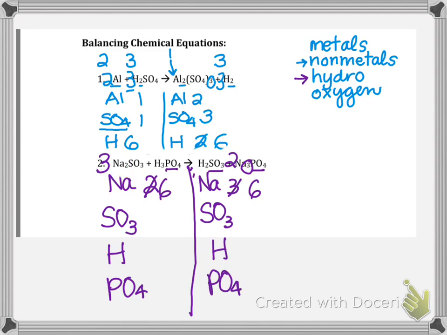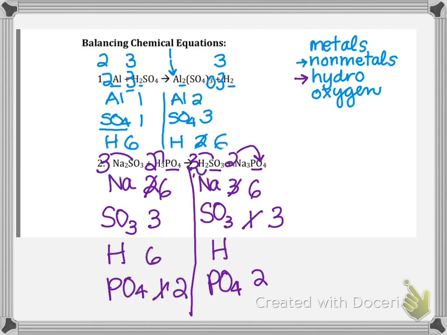Then, let me erase all those marks so we can see them. SO3, so I have a 3 here, and I'm going to multiply it, so I'd have a 3. On this side, I only have 1, because there's not a coefficient, so I'd have to put a 3 here, and then it would be 3 times 1. Let's do the phosphates next. This phosphate, I only have 1. This phosphate, I would have 2, so I'd have to put a 2 here. And now hydrogens, I have 6 and 6.